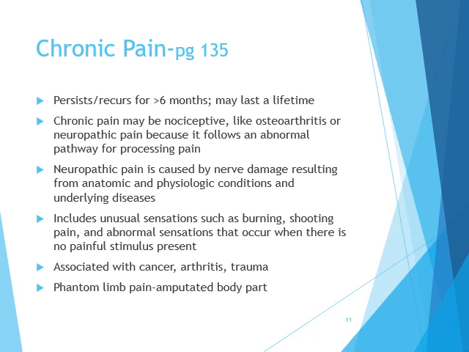So, it causes unusual sensations such as burning, shooting pain, abnormal sensations that occur when there is no painful stimulus present. So this chronic pain can be associated with cancer, arthritis, and traumas. Now, phantom limb pain is another kind of pain that occurs with an amputation. So even though the amputated right leg, let's say that right leg is amputated, phantom limb pain is when they still feel pain in that right leg, even though it's not there.